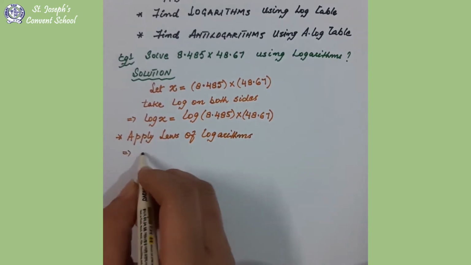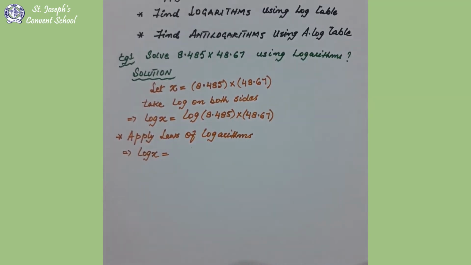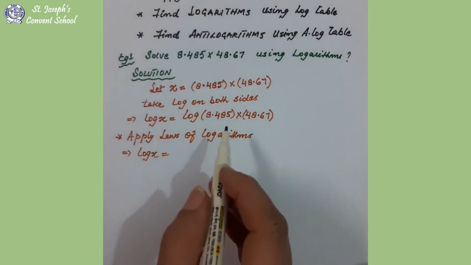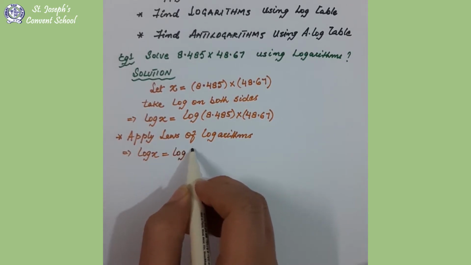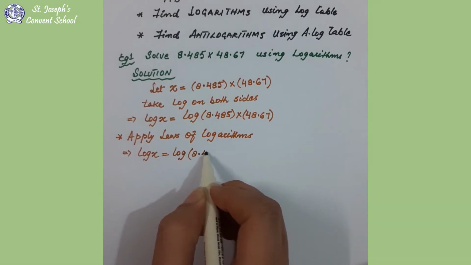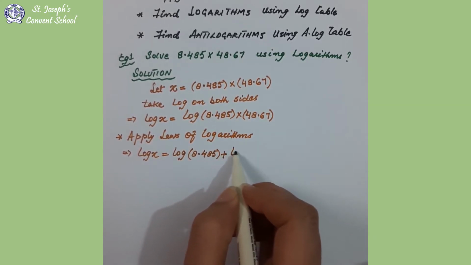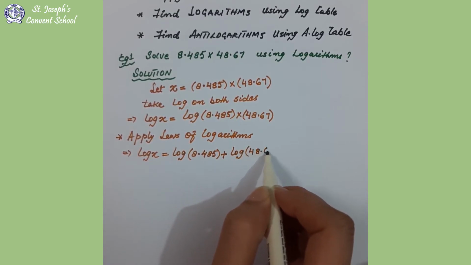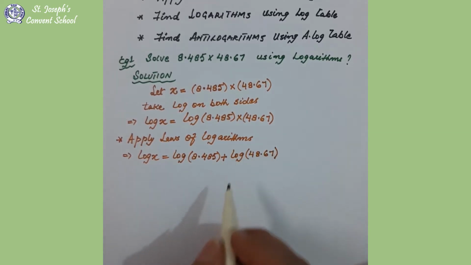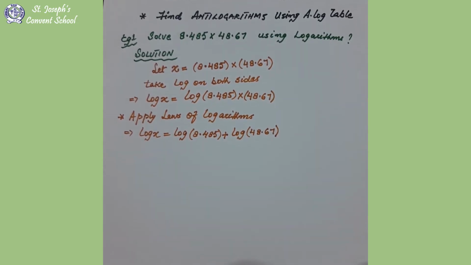So it is log of x equals to, now according to the laws of logarithms, this product sign will change into plus sign. So you will write log 8.485, product will change into plus log of 48.67. Okay, so we have applied the first step, laws of logarithm. So change product sign into plus sign.